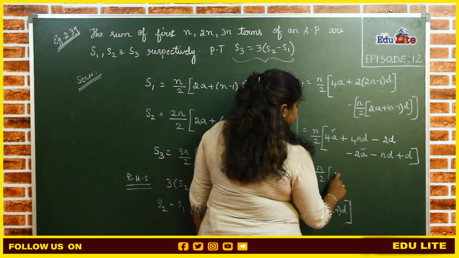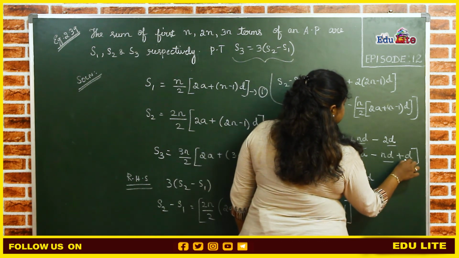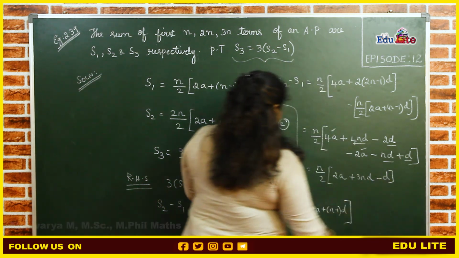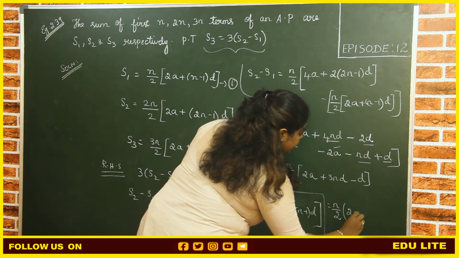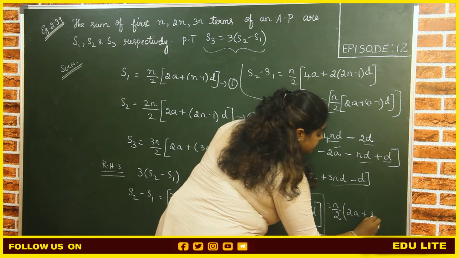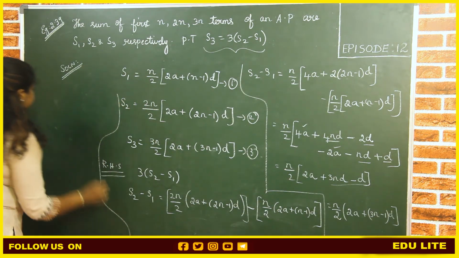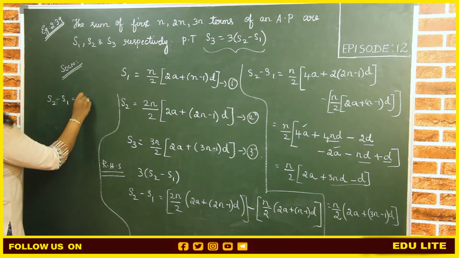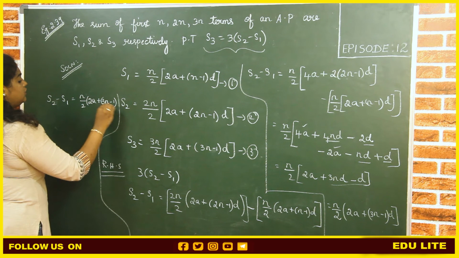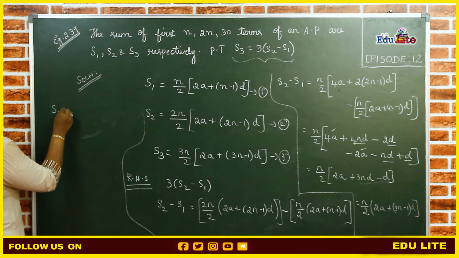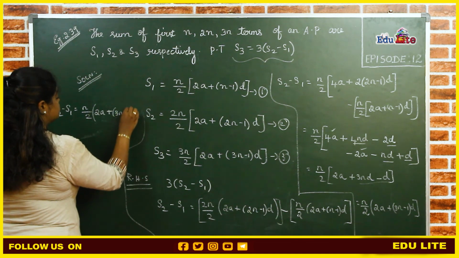Next, we have to simplify the term within the brackets. So, 4a minus 2a, it is 2a. Next, 4nd minus nd, it is 3nd. Next, minus 2d plus d is minus d. So, next it is n by 2, 2a, we will take d common in these two terms. So, it will become 3n minus 1 into d. So, this we got from S2 minus S1 is equal to n by 2, 2a plus 3n minus 1 into d.